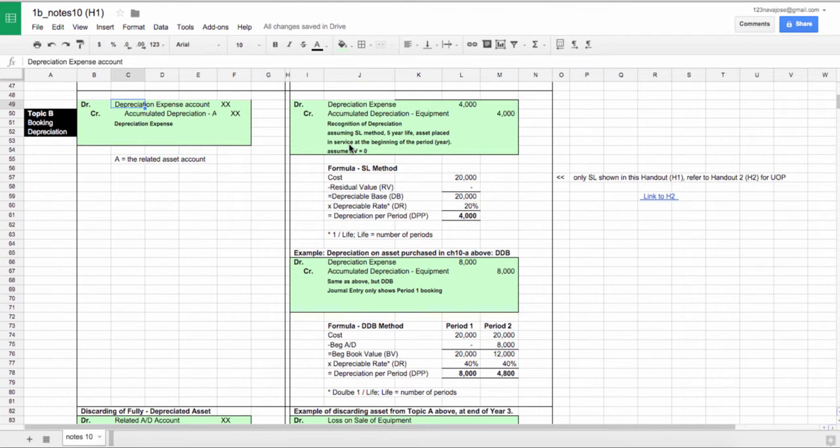An example would be here. You have a depreciation expense for, let's say, $4,000, and you're hitting the accumulated depreciation account for equipment in this example for $4,000.